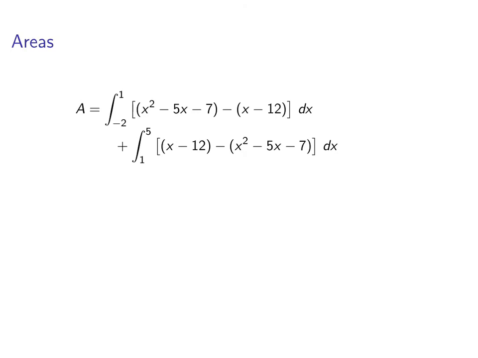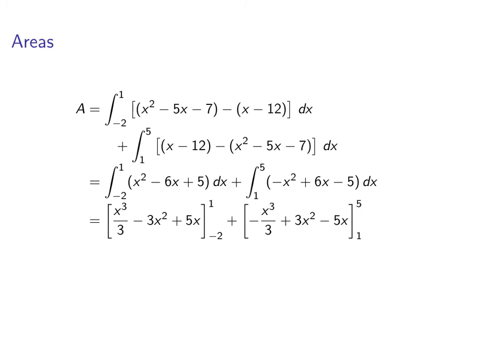So you see that between negative 2 and 1, the top curve is the parabola. Between 1 and 5, the top curve is the line. So you always do top curve minus bottom curve. And so you have to decide, based on the picture, which one is the top, which one is the bottom. All right, so if we work these out, we get the integral from negative 2 to 1 of x squared minus 6x plus 5 dx, plus the integral from 1 to 5 of minus x squared plus 6x minus 5 dx.